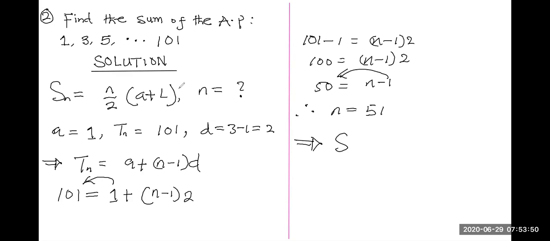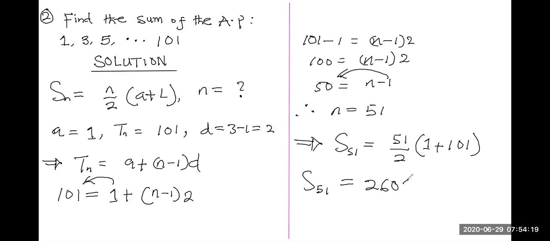So we know that the number of terms has been calculated at 51, so we now say sum 51 is equal to 51 divided by 2 into the first term, which is 1, then plus the last term, which is 101. So this is what we have. And of course, when you simplify this with your calculator, you have the sum 51 to be equal to 2601. All right, so this is the way we solve this.